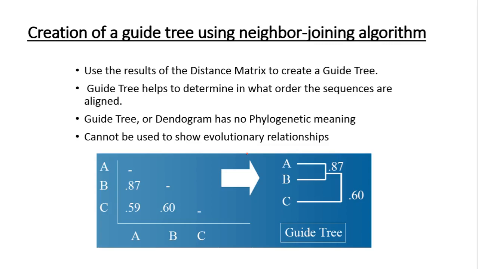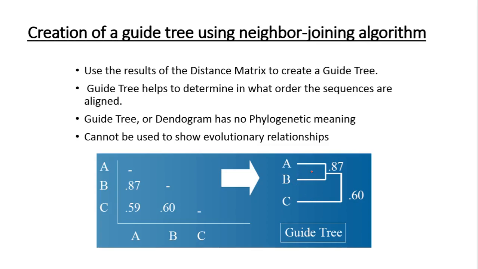So what happens is that after creating the distance matrix, you use the results of the distance matrix to create something called the guide tree. Now the objective of this guide tree is to help the computer program determine, of the given multiple sequences, which two need to be aligned first and what the subsequent alignment order should be.